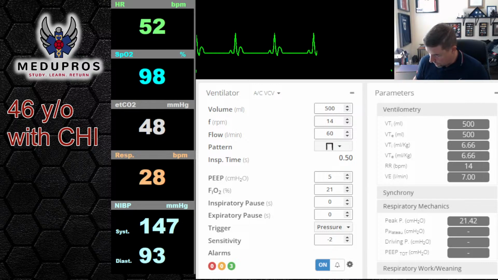48 end tidal here is slightly elevated. Especially in early training, people don't have the experience to improvise, so we just say, look, just follow the template. Is it over 45? In this case, yes. So maybe that's for a reason. Maybe they need a little bit more air.